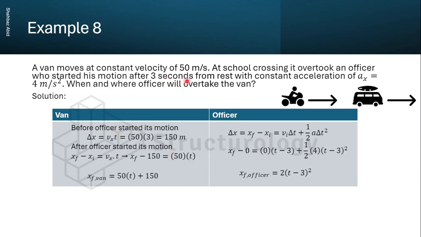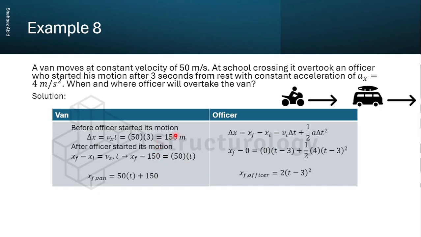In the delay of 3 seconds by the officer to start his motion, the van is going to cover some displacement. Since it's a constant velocity, the displacement delta x is going to be v sub x times t. So 50, which is the velocity, times 3, which is time, will give you 150 meters. After the officer started his motion, we don't know the final position of the van, but we know the initial position of the van is going to be 150, is equal to, again the velocity is 50 and the time is t.